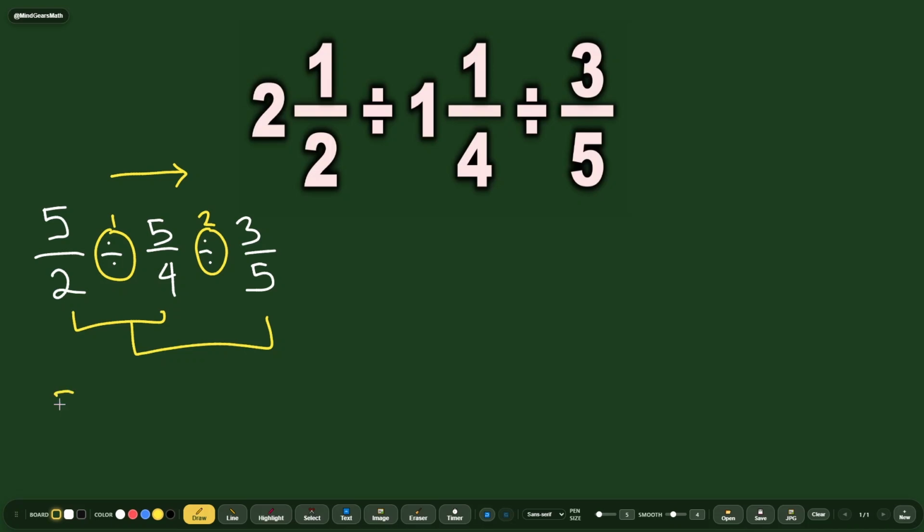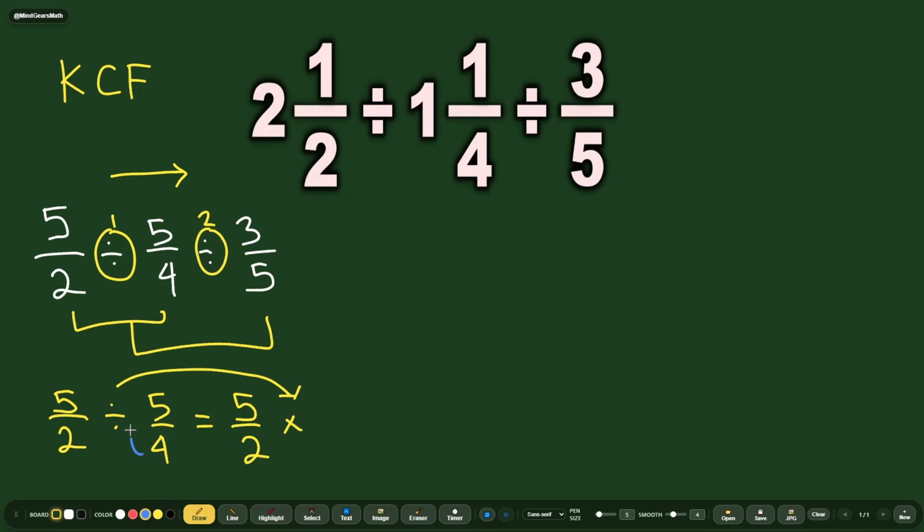So let's look at 5/2 divided by 5/4. Now remember, when we divide by a fraction, we multiply by its reciprocal. Some people call this keep, change, flip, KCF. We keep the first fraction, change the division to multiplication, and flip 5/4 to become 4/5. Before multiplying, notice we can cross cancel. The 5s cancel to 1, and the 4 and the 2 reduce to 2 and 1. So the result is simply 2.